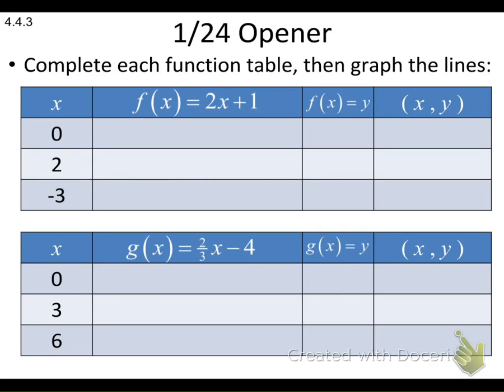Okay, so today is Wednesday, January 24th. We're just going to do a quick review of function tables, then graphing them.